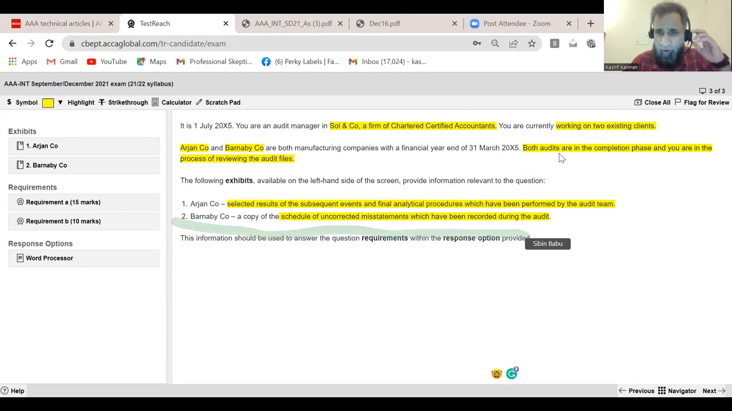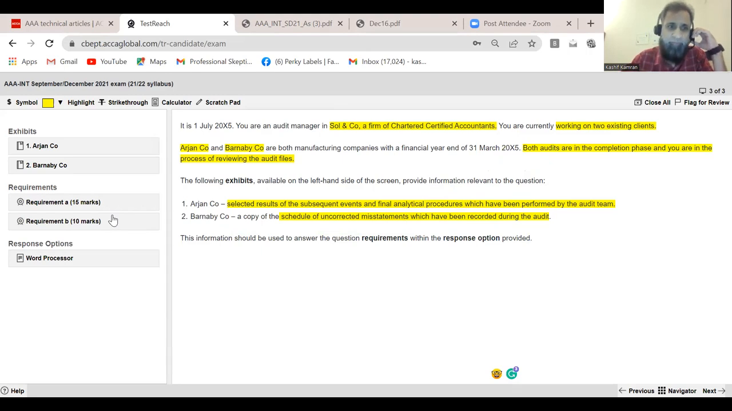Please refrain from the annotation, Sibin. You are currently doing the annotations on my screen. Please ensure you're not doing it. Thank you. Because I'm the tutor, it's my screen. So you're not doing any annotations on my screen.